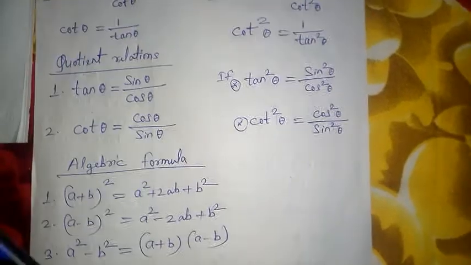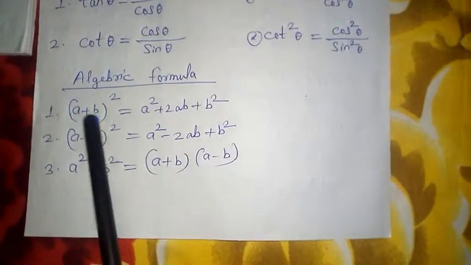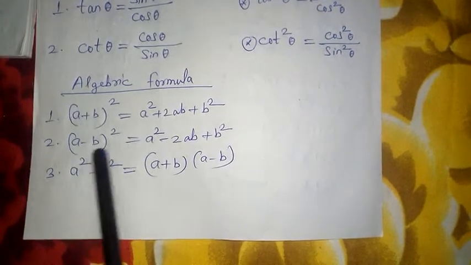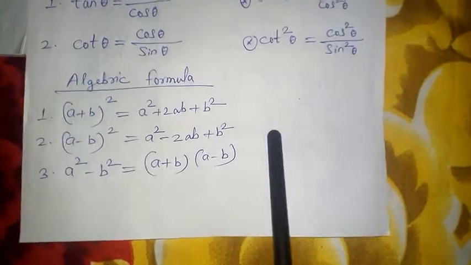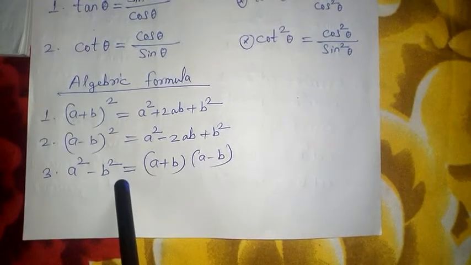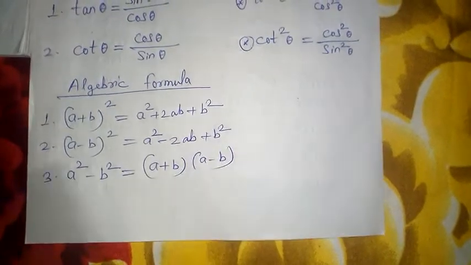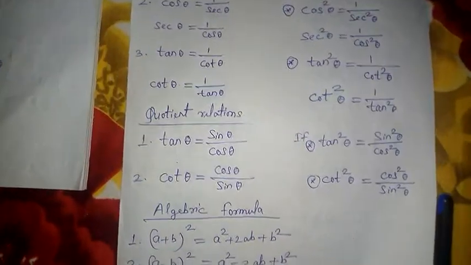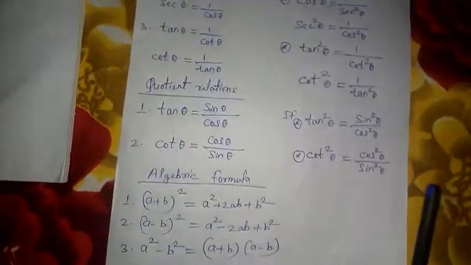And algebraic formulas, you should remember the formula of a plus b whole square. We all know a square plus 2ab plus b square, a minus b whole square, a square minus 2ab plus b square, and a square minus b square. Very important formula, a plus b into a minus b. These three formulas are also sometimes required in this chapter. Now I will show you each and every formula on my exercise, how I have used it.